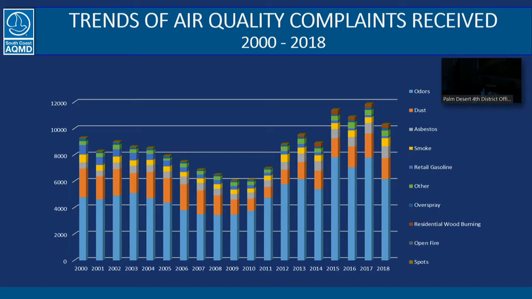On the last year of your graph, 2018, do those numbers include AB 617 complaints? Any complaints received from AB 617 communities are included in that total number. We haven't speciated those out from the total yet, but they're part of that total, correct, yes.